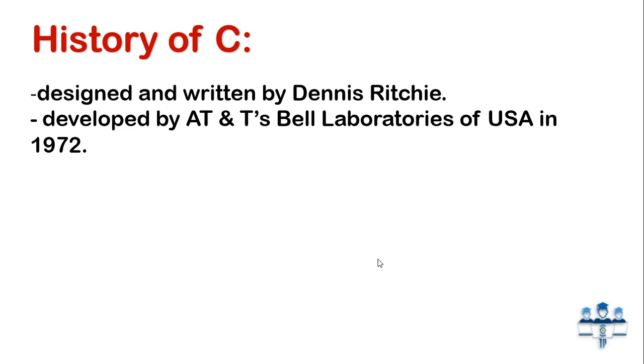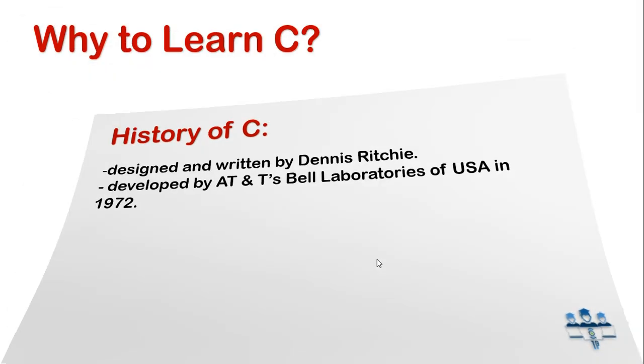It was written and designed by a man called Dennis Ritchie, and it was developed by AT&T Bell Laboratories of the United States of America in 1972. This was the history of C. It was the time when the C language was designed at the beginning, right? And it was probably a primitive type of language. It is the simplest one.